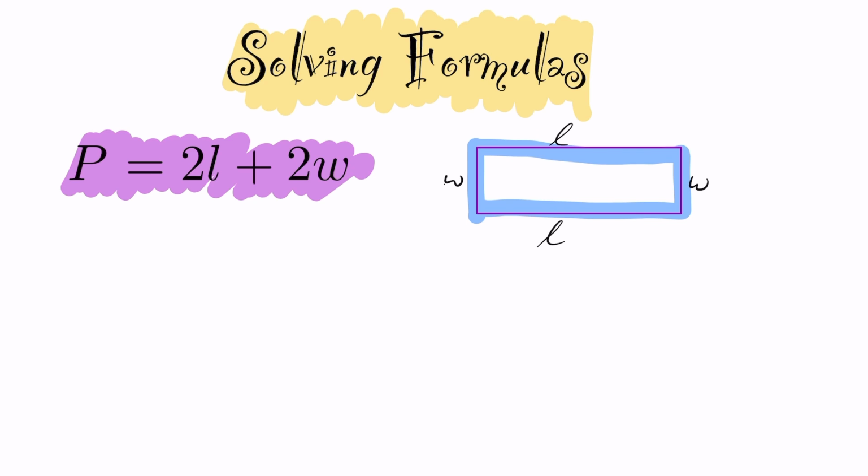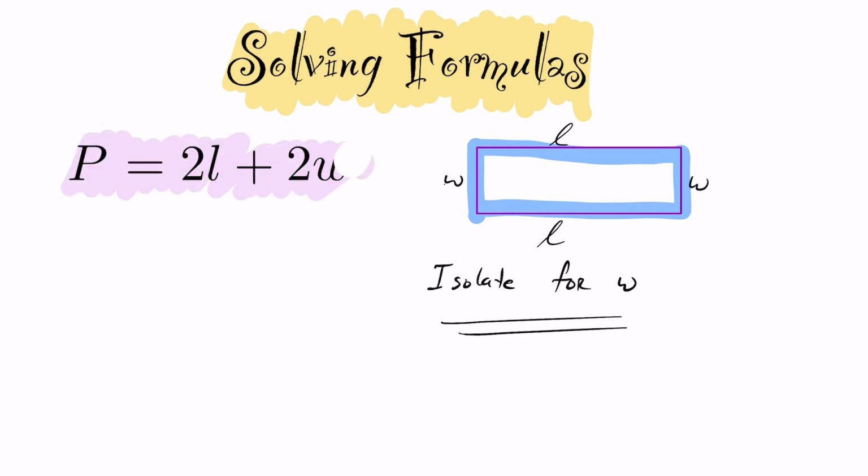So let's take a look at this problem, and let's suppose that in this question, they say I'd like you to isolate for, let's say the question is requesting to isolate for the variable W. If the question is looking to isolate for the variable W, I have to get rid of the 2L. I have to get rid of the 2, and I want to isolate for the variable W. So in this case here, I'm going to have to subtract 2L on both sides. So P minus 2L is going to be 2W.